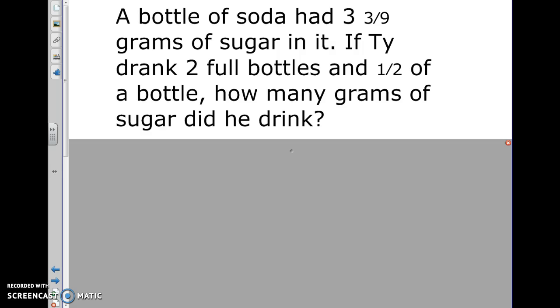Next problem. A bottle of soda had 3 3/9 grams of sugar in it. If Ty drank 2 full bottles and 1/2 of a bottle, how many grams of sugar did he drink? Okay, I'm going to have you go ahead and solve this on your own. Go for it.